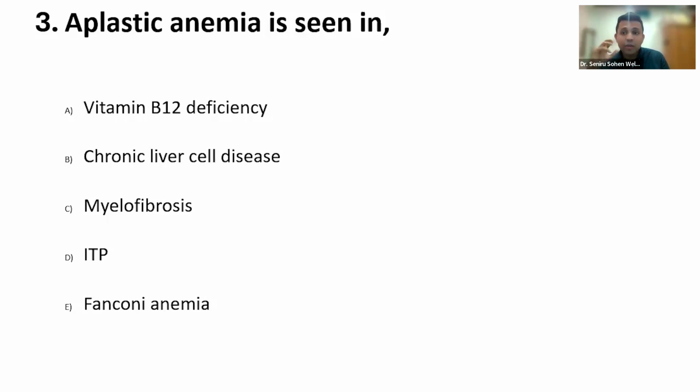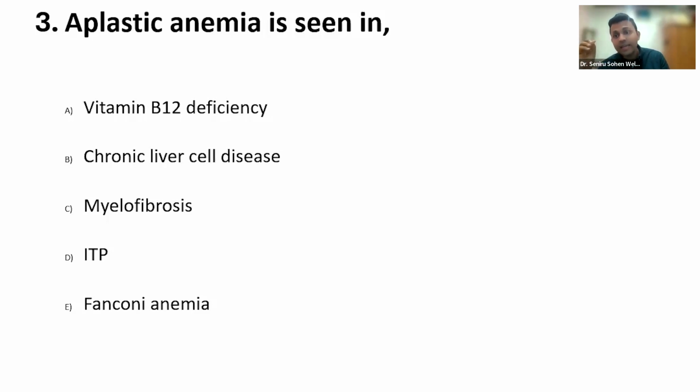So pancytopenia in chronic liver cell disease is commonly due to hypersplenism, where the enlarged spleen will trap all the cells and keep them inside without releasing them into the external circulation, and that will cause pancytopenia. So chronic liver cell disease is false. It causes pancytopenia due to hypersplenism and not aplastic anemia.